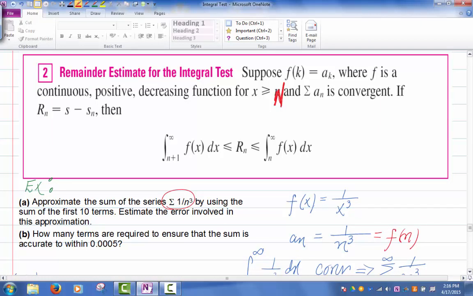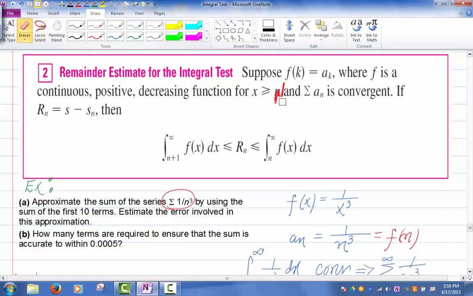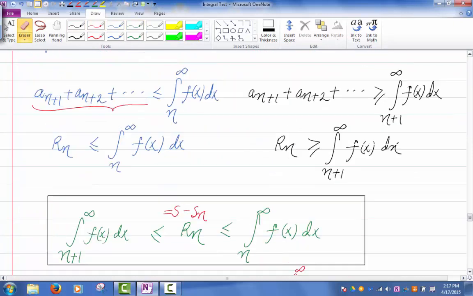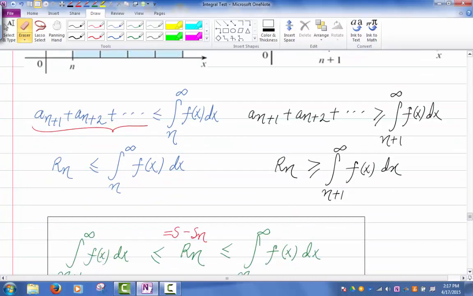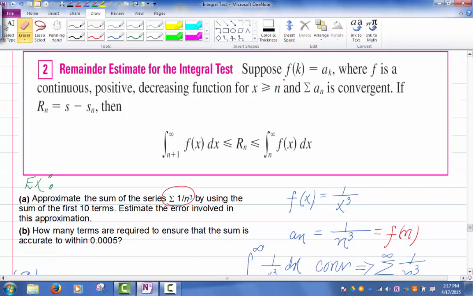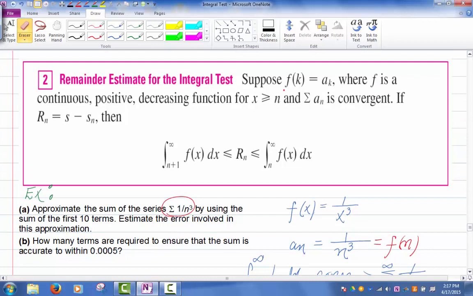Oh, I see. Okay, no. This n is fine. Sorry. This n is fine. Because remember our picture, as long as the function f is decreasing after n, I can do all those calculations that I did. Okay, so yeah.